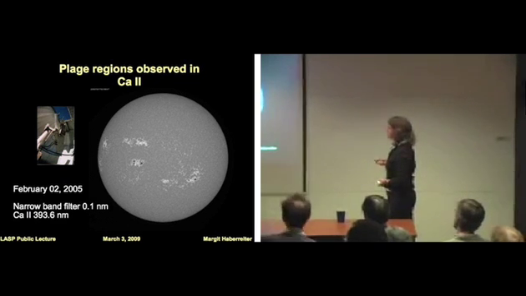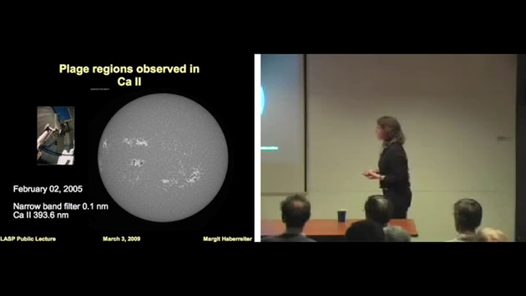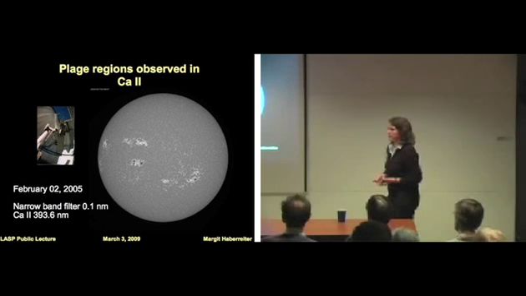Another feature that also influences the energy output of the sun are the so-called plage regions. These are bright regions observed in the calcium-II line in the UV at 393.6 nanometers. These features can occur around the sunspots, but they can also occur in isolated positions, and they enhance the UV emission. So a sunspot generally decreases the energy output.